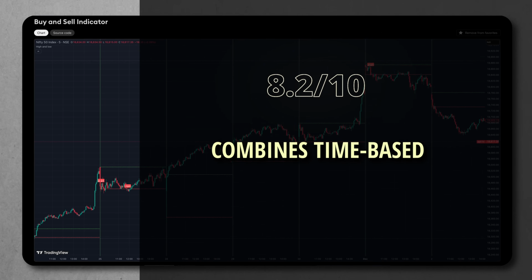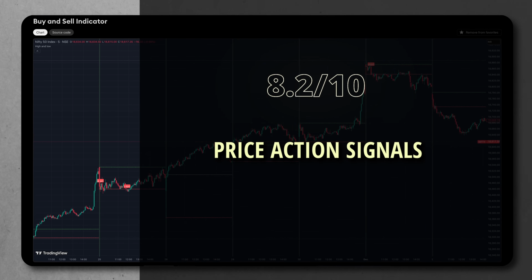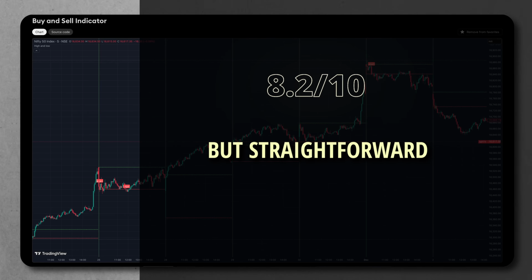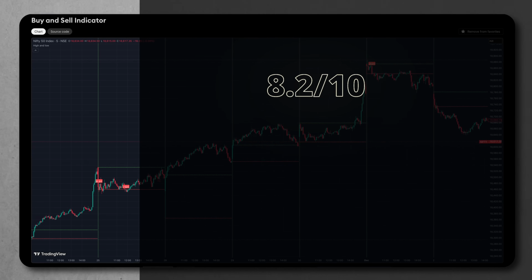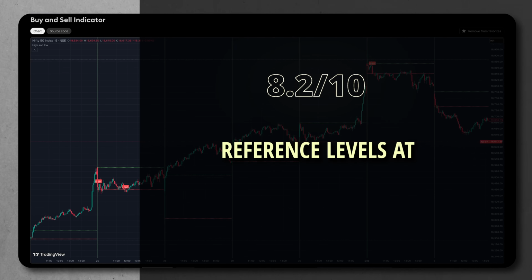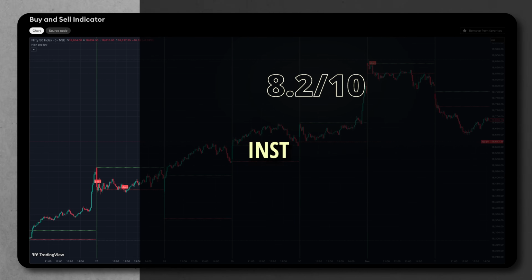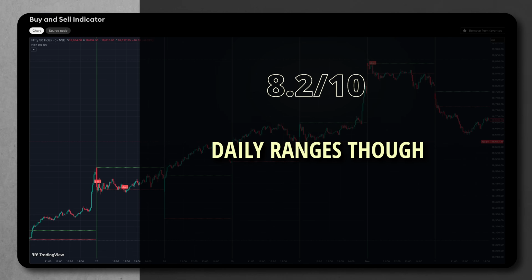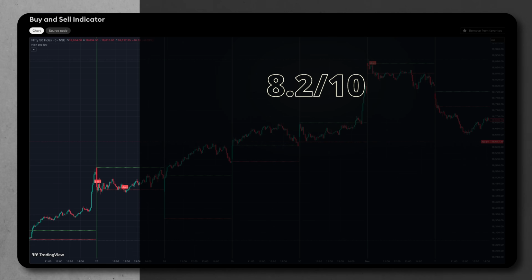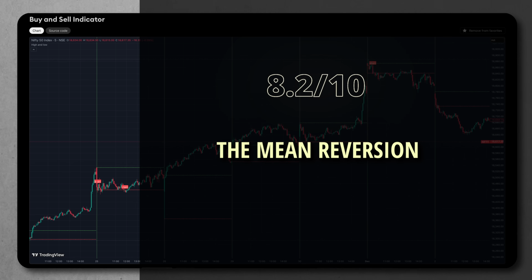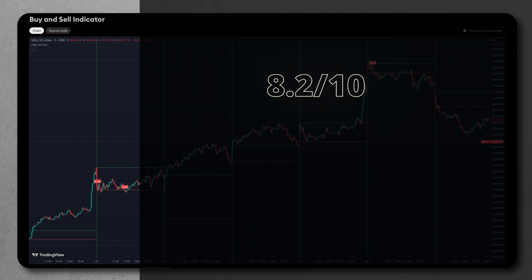This indicator combines time-based market analysis with price action signals in an elegant but straightforward implementation. Its strength lies in capturing key reference levels at specific times, when institutional activity often sets daily ranges, though it requires careful calibration of the optimal capture time for each market. The mean reversion component adds sophistication to what would otherwise be a simple breakout system.